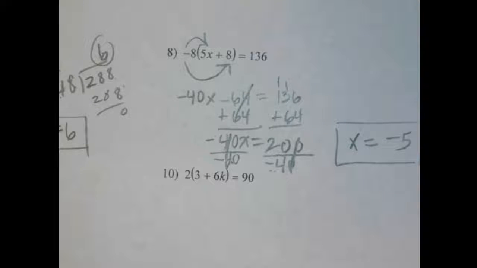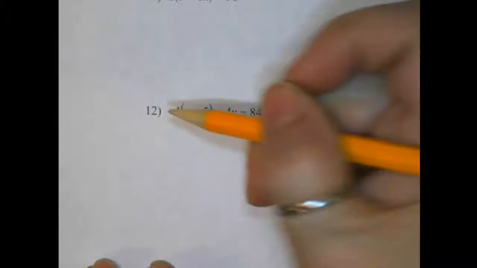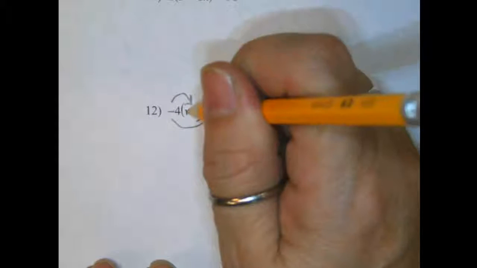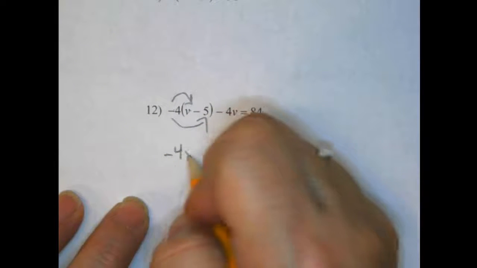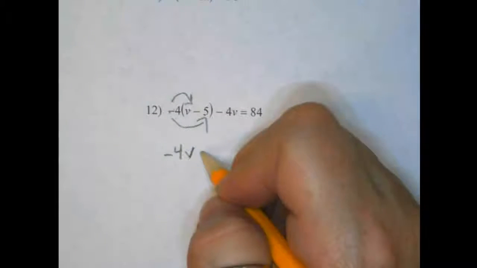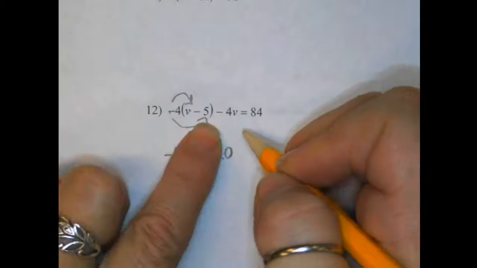All right, give you guys some time here to look at number 12. Okay, so this time I have parentheses, so I'm going to start out by doing my multiplication. So I'm drawing my arrows, okay? Negative 4 times v, well, that's super easy. It is negative 4v. Make sure you bring that v along. A negative 4 times a negative 5, so 2 negatives gives me a positive. 4 times 5 is?